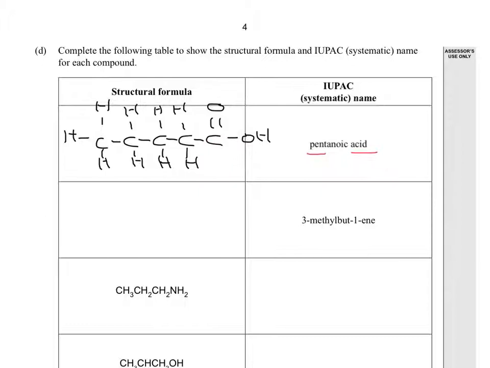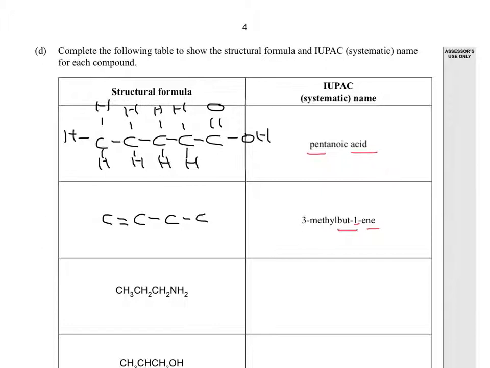There's no numbers or anything, pretty straightforward. Okay, next one looks a bit more difficult, but again I'm going to start with the parent chain, and here we've got a but-ene, which means it's going to have a double bond coming off the first carbon here. So let's draw that first. I'm going to draw 1, 2, 3, 4, double bond off the first carbon.